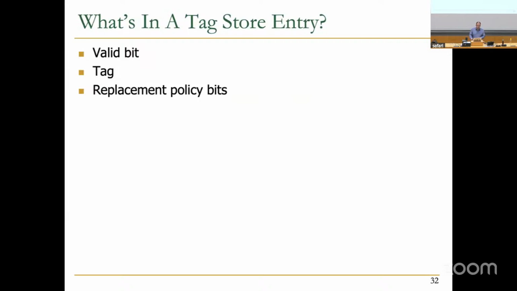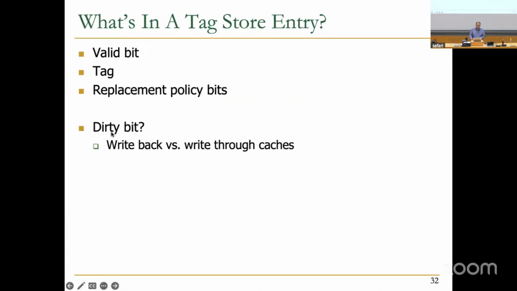So what's in a tag store entry? We showed that we have this valid bit and tag, and there should also be some bits in order to implement our replacement policy. We might also have another bit, for example, a dirty bit, and that can be used to control writes, which we're going to see with write back and write through caches.